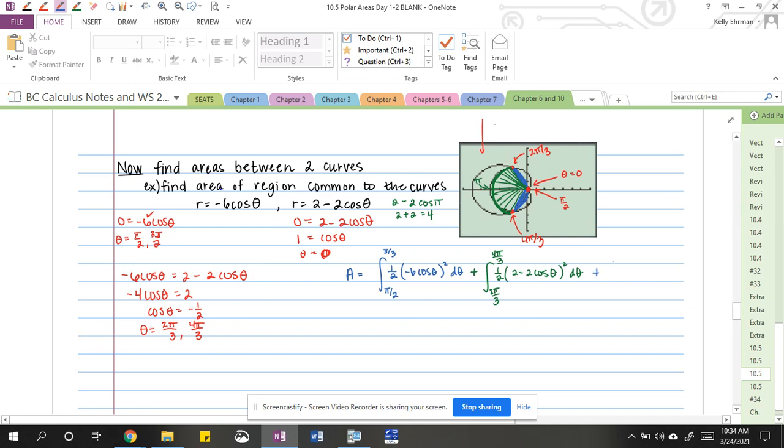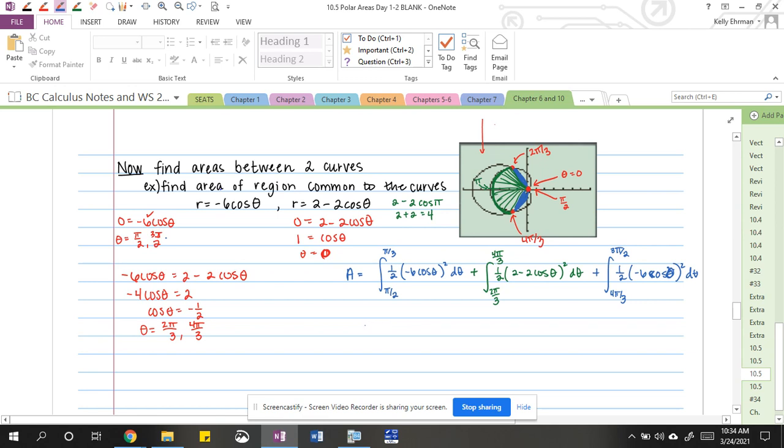So then I could add on an extra from 4 pi over 3 until, where do we complete that circle there? The other angle was 3 pi over 2, right? Pi over 2, 1/2, minus 6 cosine theta, squared d theta. Now maybe I should have used symmetry because I have 3 integrals here, and this would be a calculator problem. I could use symmetry too and say, I'm just going to set it up here.